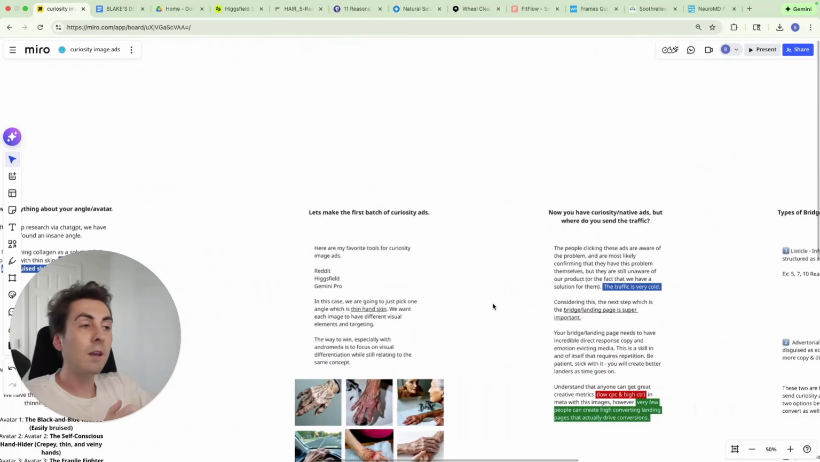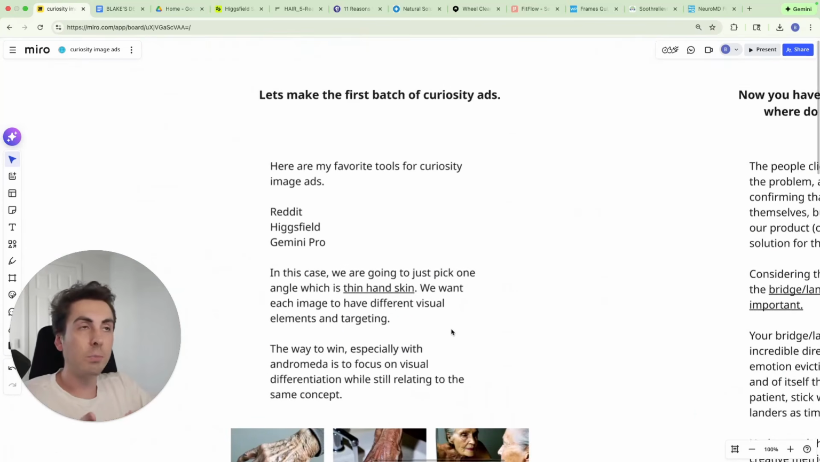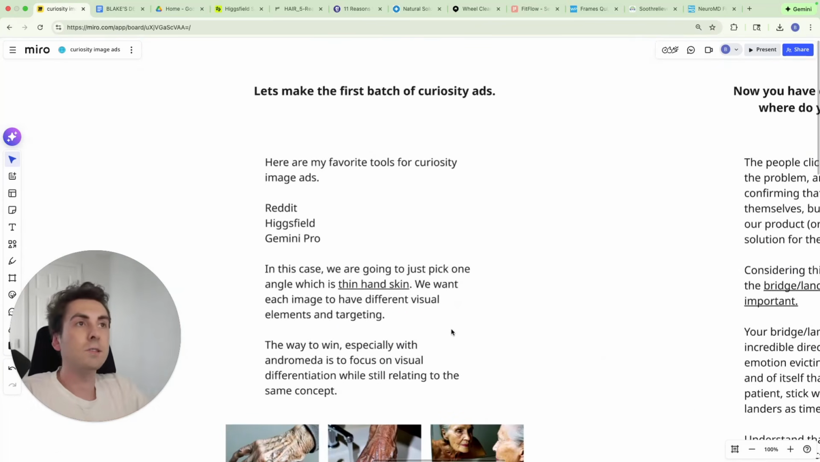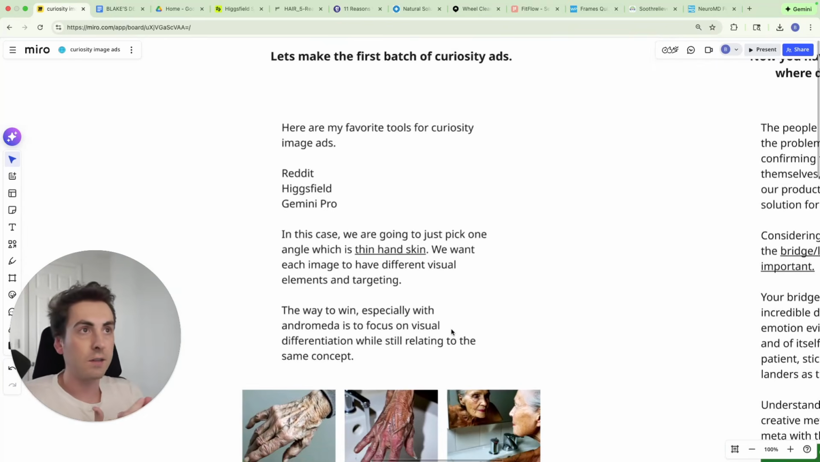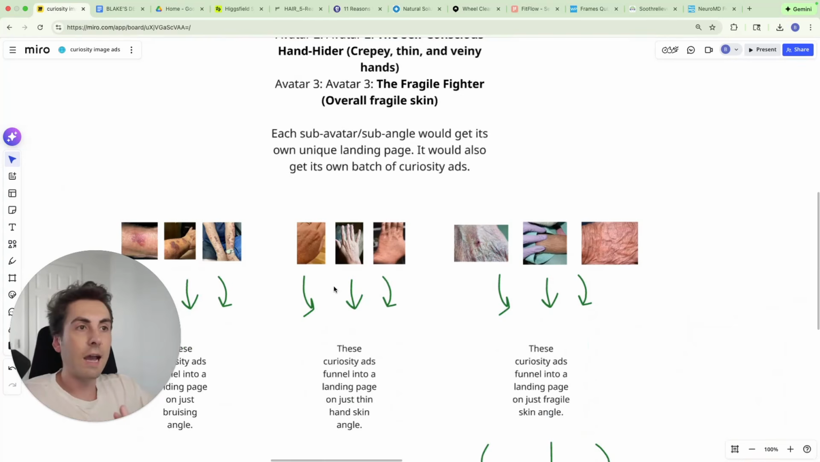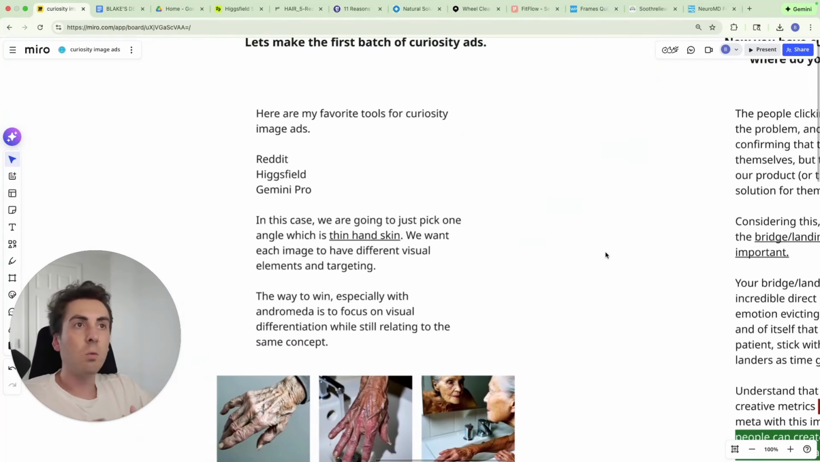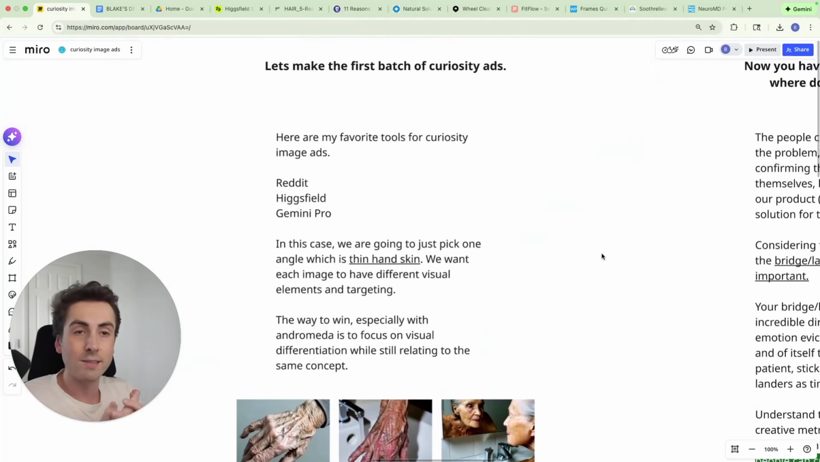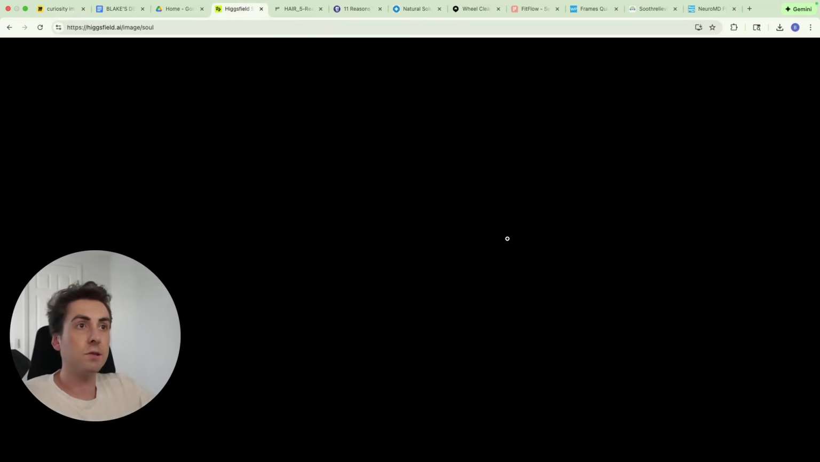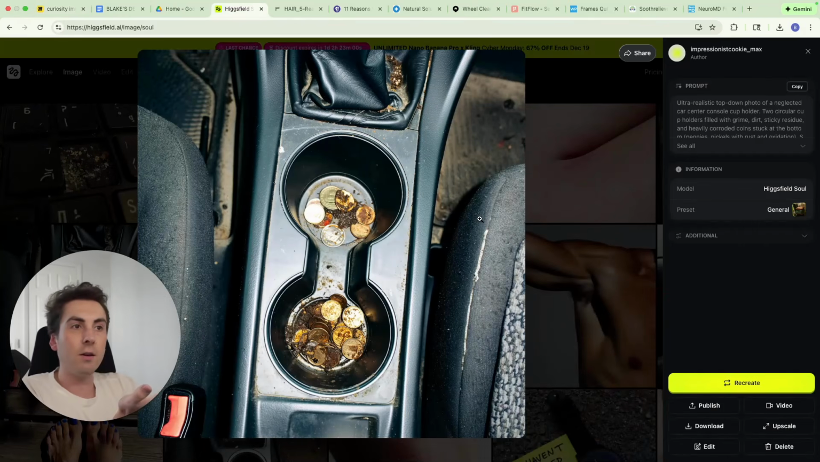So now we know we are selling to people that have thin skin on their hands. Now it's time to make our first batch of ads, right? So you guys saw these ads and how I would approach it, right? But how do we make our first batch? Well, there's a lot of tools. I like Reddit because it's very organic. You can see people and really understand the avatar by seeing the images on Reddit. The main tool that I like to use is Higgsfield, right? With Higgsfield, you can literally just use the free version and generate images. This is something that I created on Higgsfield, right?